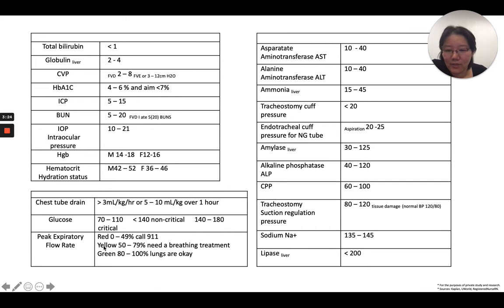For example, for the peak expiratory flow rate, I just remember 50 to 79% needs a breathing treatment. And once I remember the middle point here, I know the one before that is 49, so 0 to 49 is an emergency. And above 79, the next one is 80, so 80 to 100, the lungs are okay.